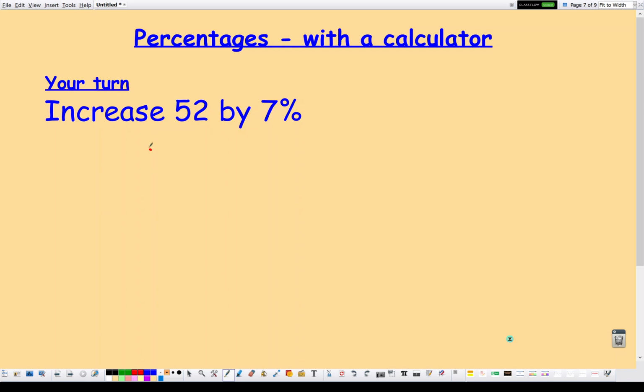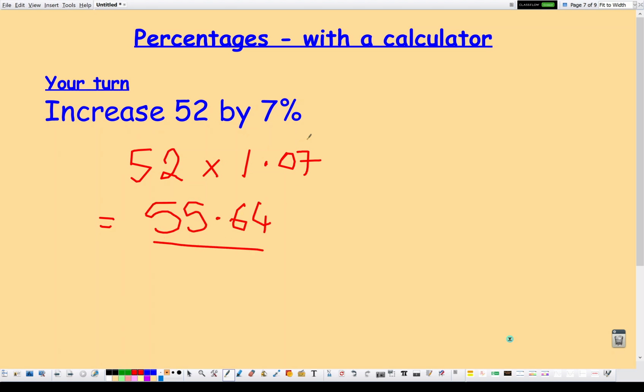I'm sure a lot of you just went straight to 52 times 1.07. And if you can go straight to that, then great, do it. So 52 times 1.07, and that is, of course, exactly what you told me, 55.64. Okay, so that is the key to the whole thing, getting that multiplier correct. So 100 plus 7% is 107%, divide that by 100, 1.07, and then you just multiply by it.